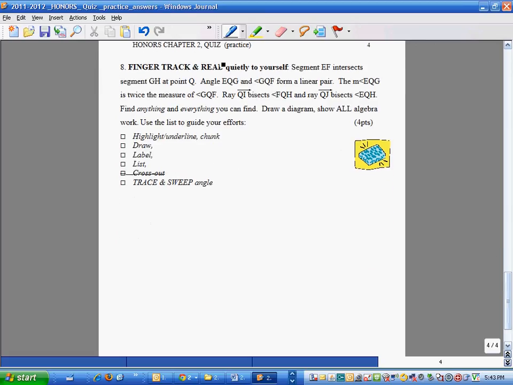So we know this. We have segments intersecting at point Q. We have two angles that form a linear pair. Angle EQG is twice the measure of GQF. QI bisects FQH. QJ bisects EQH. Find anything and everything that you can find. So we have highlighted. Now we're going to chunk, which means to break it down into chunks. Usually that happens at punctuation or conjunctions.